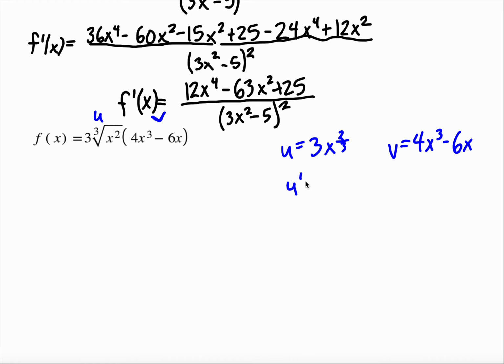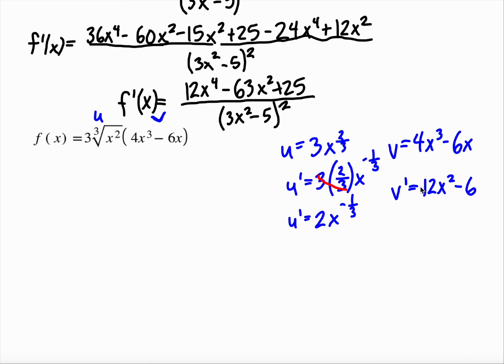Okay, so let's get u prime here, and this one is a little more tricky, so we might do this in 2 steps. We bring the 2/3 down, and then when we subtract 1 from the exponent, we get negative 1/3. So if we simplify this, the 3's cancel out, right? These 2 3's cancel, and what we're going to have for u prime is just 2x to the negative 1/3. Okay, and v prime is a little easier. We're just going to use the power rule here, 12x squared minus 6.